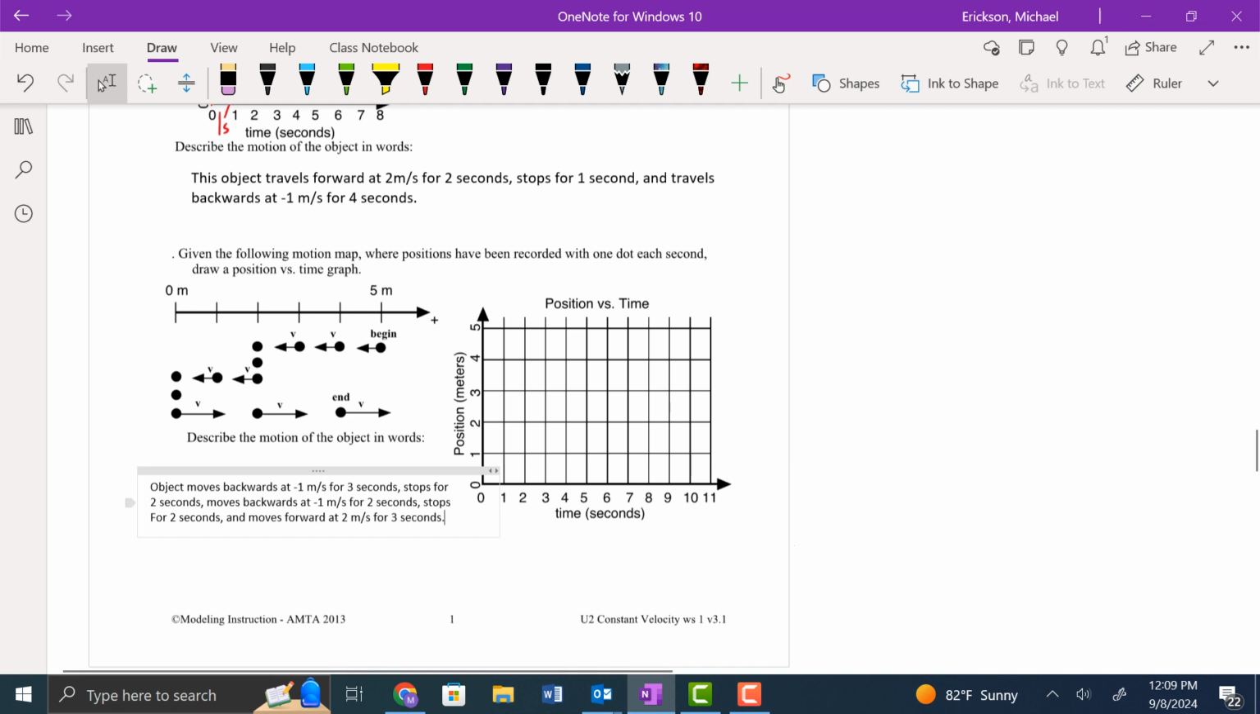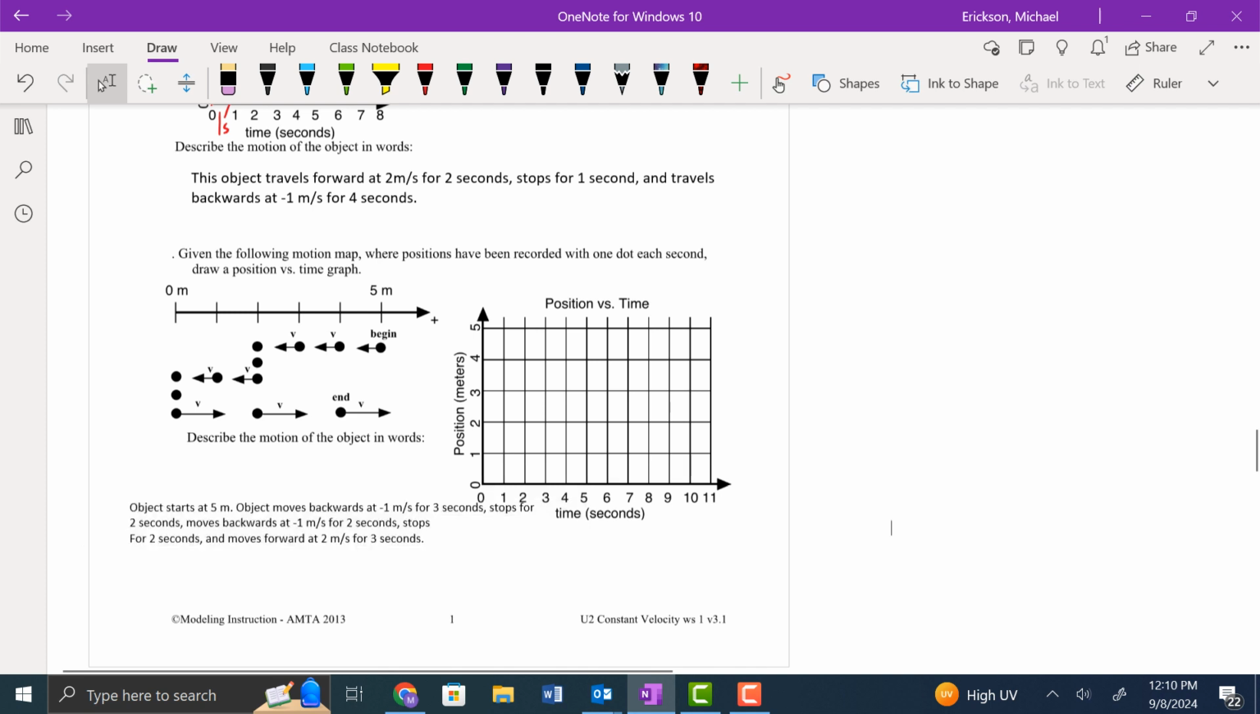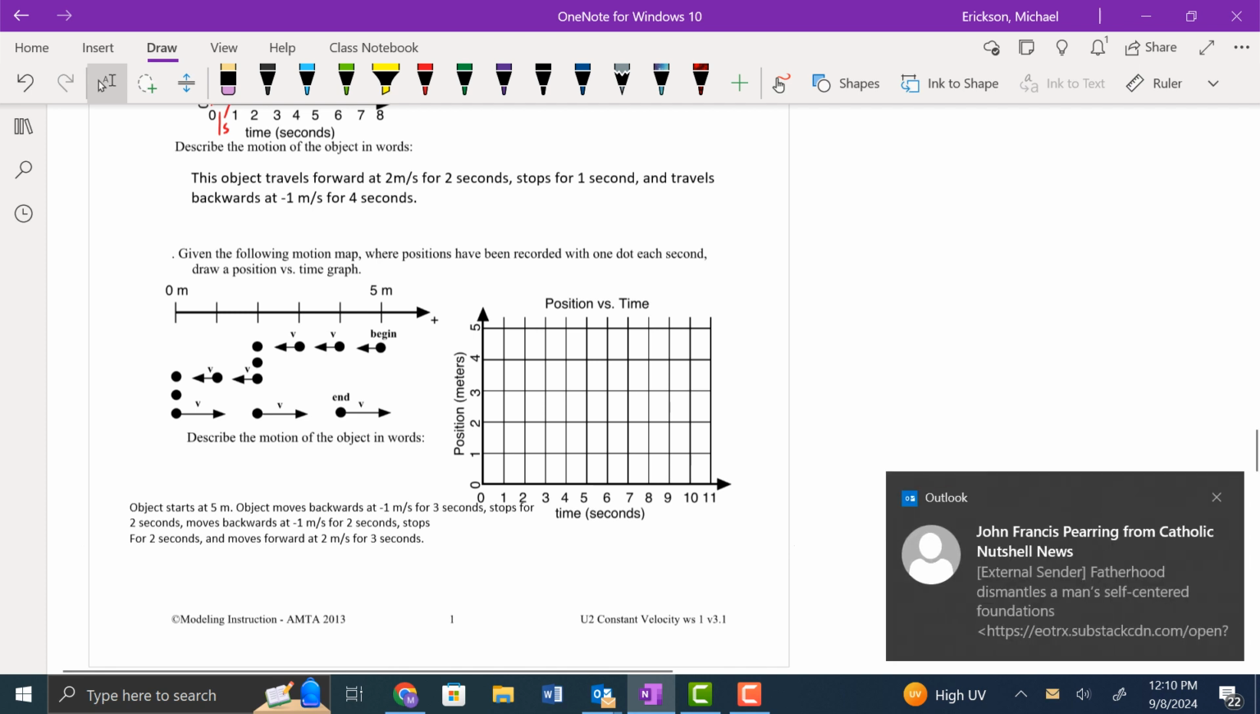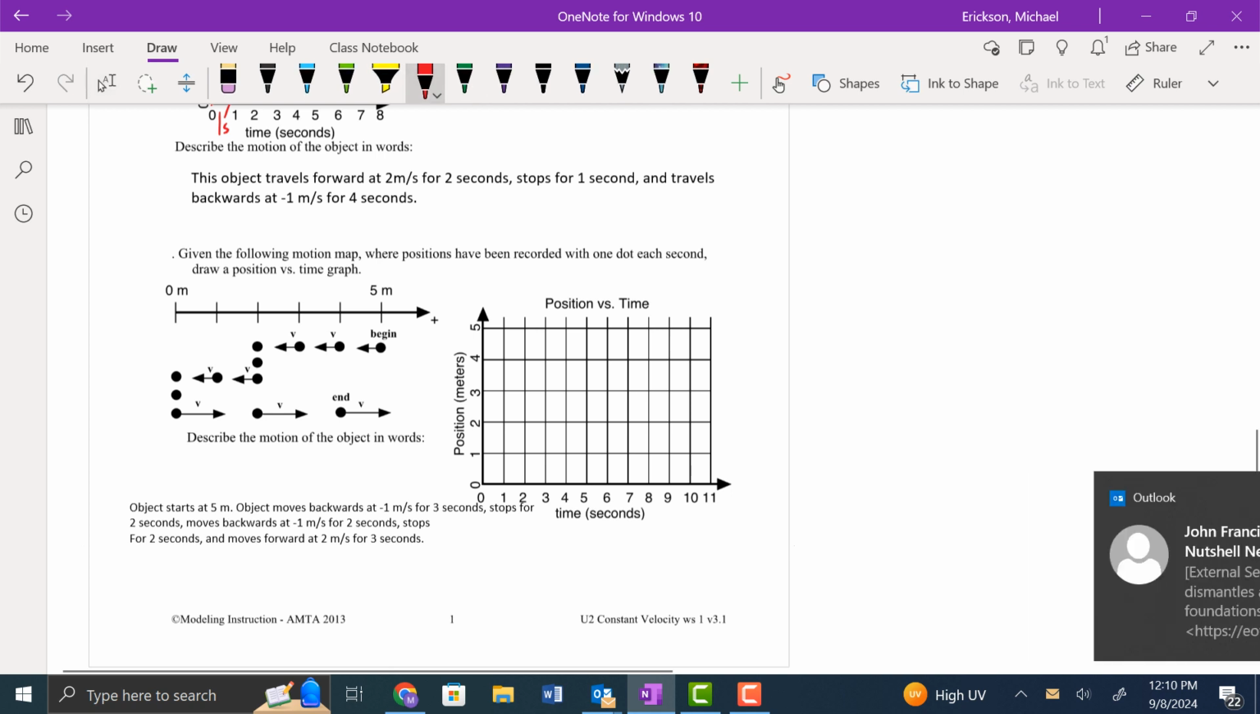Now, one thing I did not put in here, and I'm actually going to add it, object starts at 5 meters, and now it's destroyed my formatting. But the object starts at 5 meters. That's pretty important to clarify because if I hadn't seen that, I would have started this graph at 0 and then moved backwards into the negative. So anyways, that's what's happening there. Let's make that motion map.